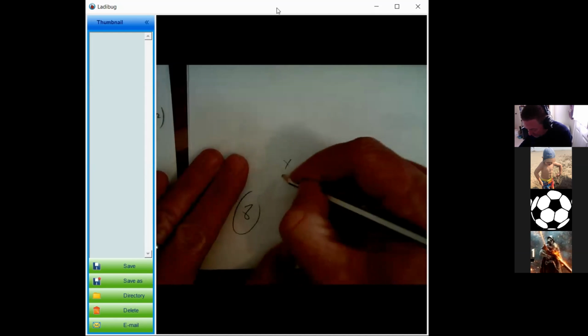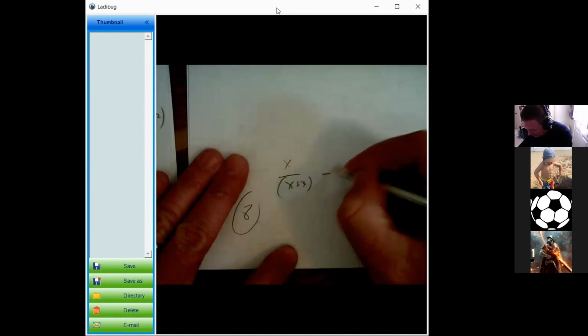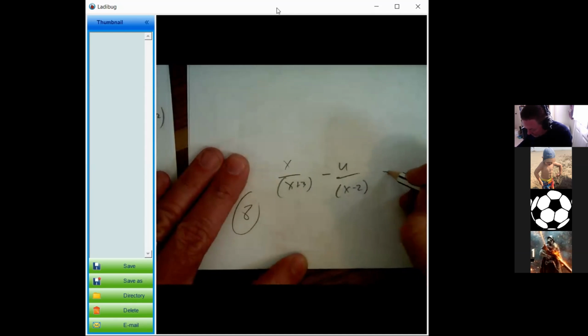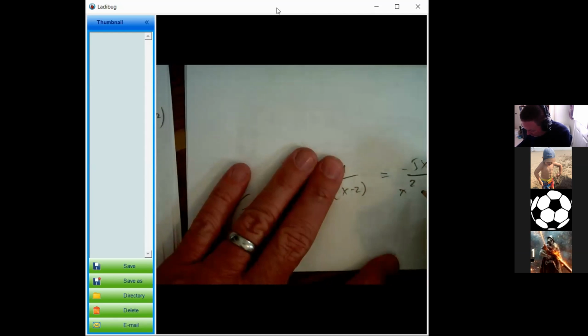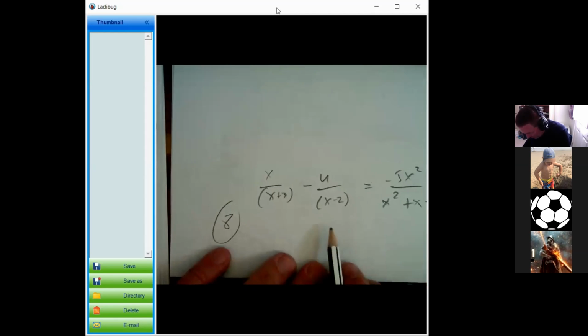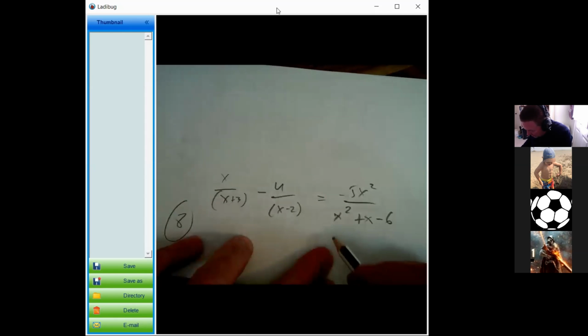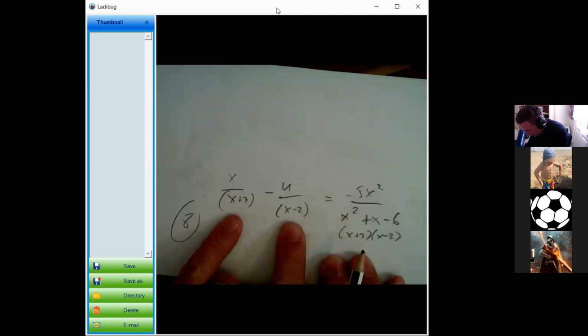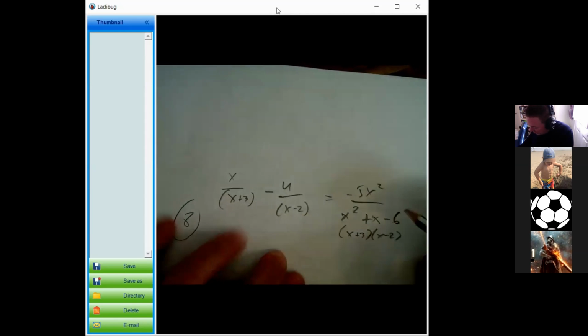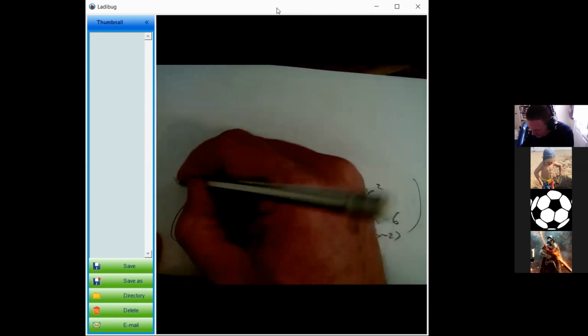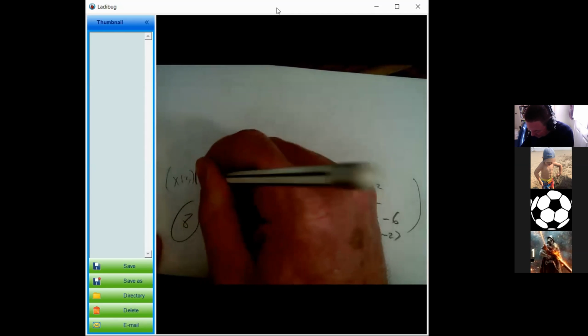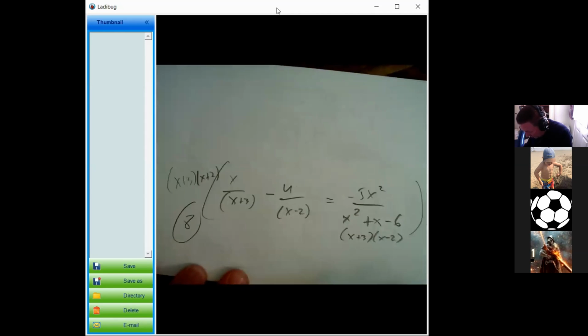So actually, you're going to multiply both sides. I'm going to write it down on this piece of paper. On 8, we have x over x plus 3 minus 4 over x minus 2, equals negative 5x squared over x squared plus x minus 6. So you have to have a little bit of a trained eye on factoring, to see that inside here is x plus 3 and x minus 2. And they kind of gave you a hint. They actually showed you the factors over there. So when we multiply both sides by a single x plus 3 and a single x minus 2, then you'll get all the denominators canceling out.